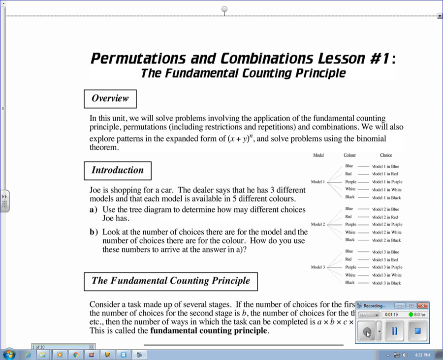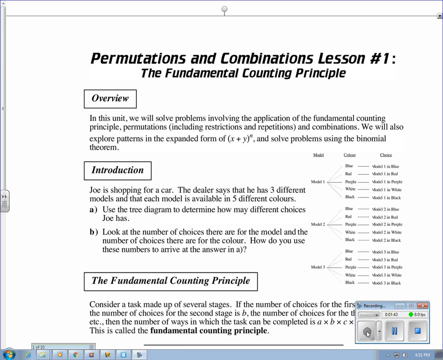Model 1 can come in blue, red, purple, white, or black. That's 5 different options. Model 2 can come in blue, red, purple, white, or black. That's another 5 options. And Model 3 can come in 5 different options: blue, red, purple, white, and black. And if we add the number of choices, we find out that he has 15 different car opportunities.